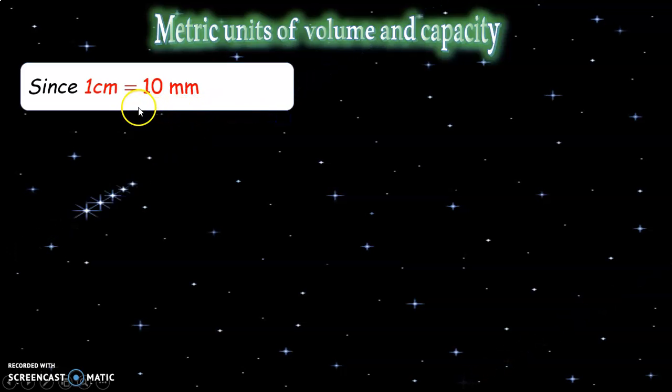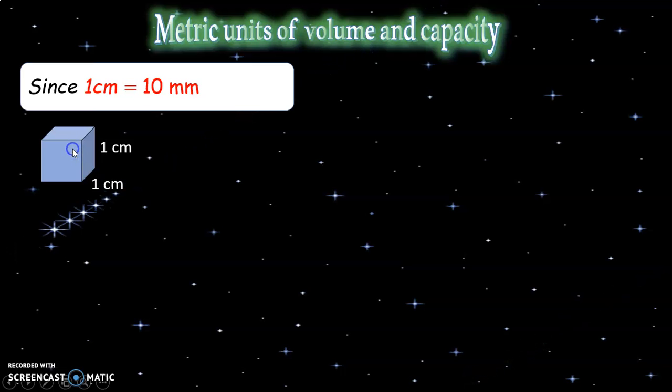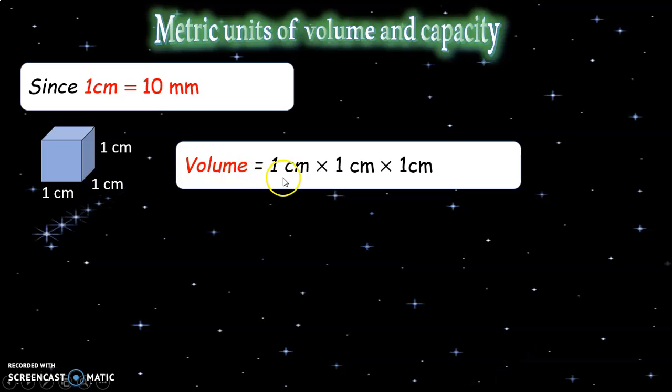Since 1 centimeter is equal to 10 millimeters, if we have a cube with a side of 1 centimeter, all the sides are equal, because it is a cube. In order to get the volume, we need to multiply the three sides. So 1 centimeter multiplied by 1 centimeter multiplied by 1 centimeter is equal to 1 centimeter cube.